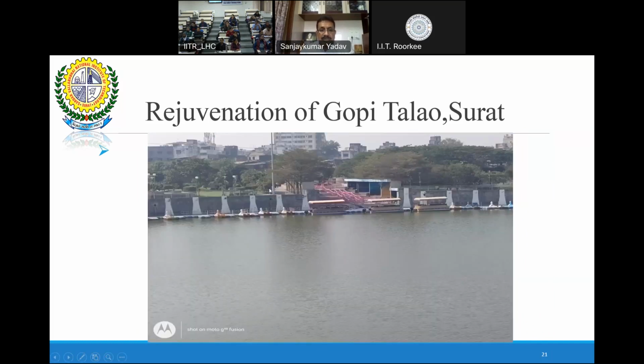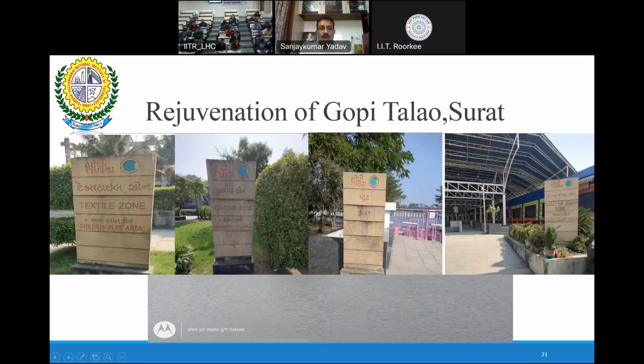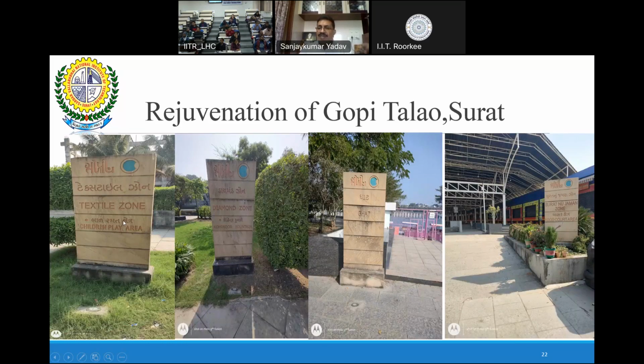Here you can see the retaining walls which are constructed on all sides of the pond. The lush green area, which one cannot imagine, because I am in Surat and I have seen this place before rejuvenation and after rejuvenation. It is like a dream come true that such greenery is possible specifically at this location. So these are all various zones. As I said, textile zone, they have given the name textile zone, doesn't mean it's for textile.